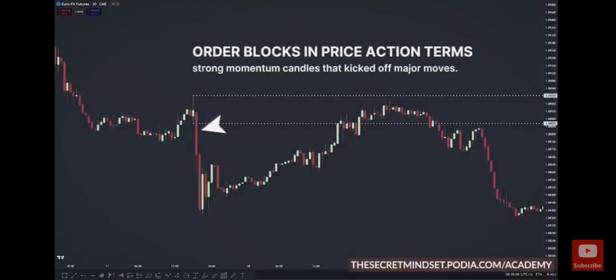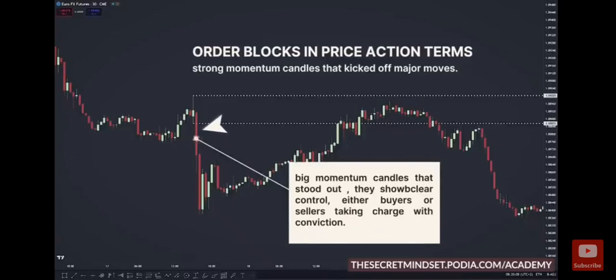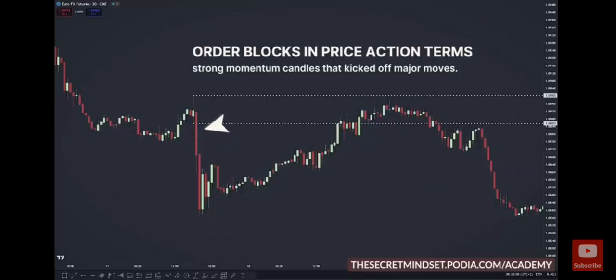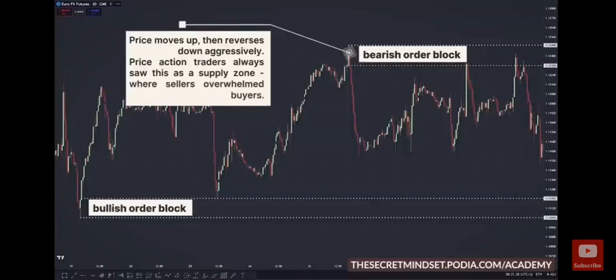The mechanics stay identical. A bearish order block forms when price moves up, then reverses down aggressively. Price action traders always saw this as a supply zone, where sellers overwhelmed buyers. The bullish version shows up when price drops, then reverses up. This is what price action traders call demand zones.